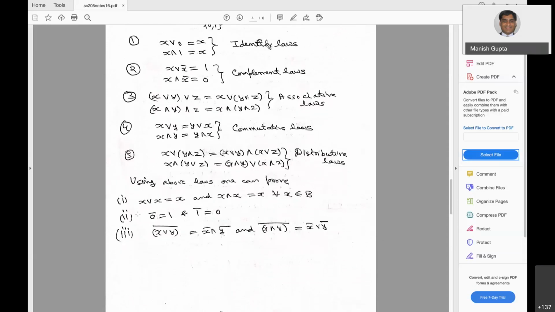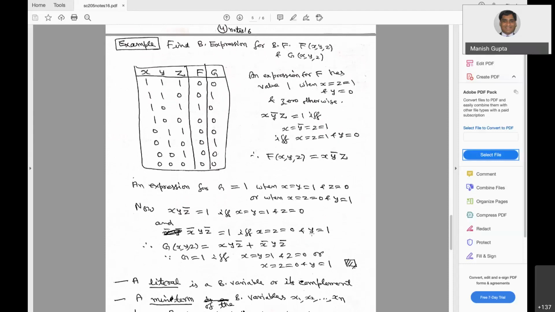Using these five laws we can prove that x join x is equal to x and x meet x is equal to x for every x in B. Of course, 0 complement is 1, 1 complement is 0. The complement of x join y is x complement meet y complement, and the complement of x meet y is x complement join y complement.